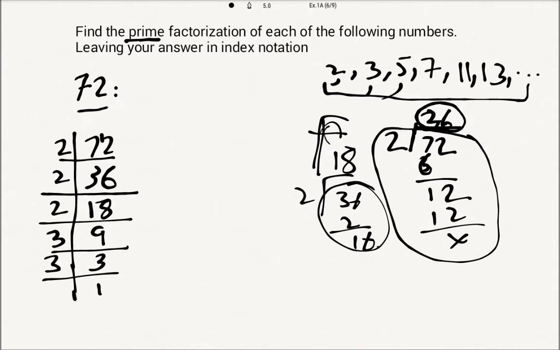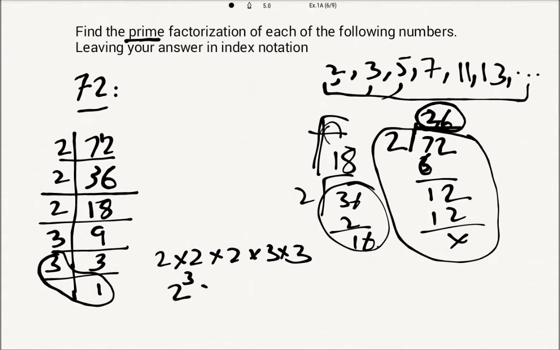Okay, some teachers don't write the last step, but you have to do the last step. So 2 multiplied by 2 multiplied by 2 multiplied by 3 multiplied by 3. Here there are 3 twos. So 2 raised to power 3 multiplied by 3 raised to power 2. So this is the required answer.